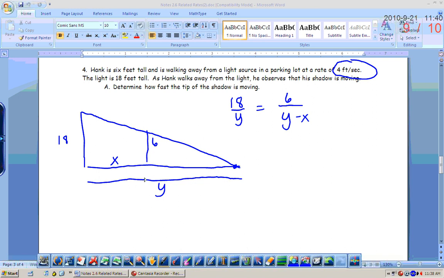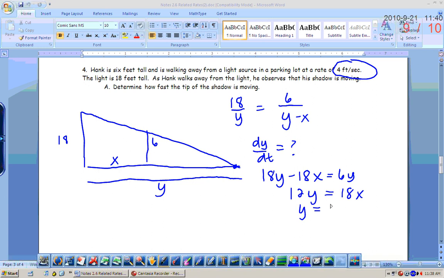All right, now, how fast the tip of the shadow is moving, that's the rate of change of the distance of the tip from the light source. So I'm looking for dy dt in part A. Now, to make things easier, instead of using the quotient rule twice, cross multiply. So 18y minus 18x equals 6y. Can I simplify it even further? Sure. How about 12y equals 18x? Or y equals 3/2 x?